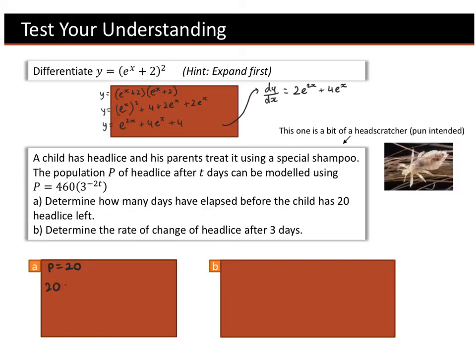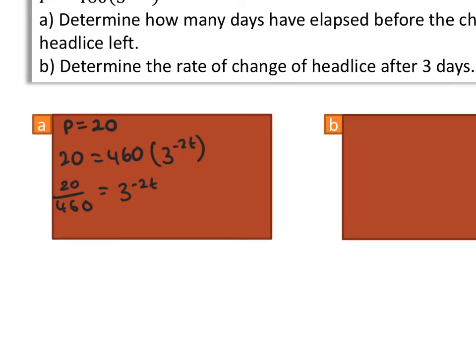So I've got 20 equals 460 bracket 3 to the power of minus 2t. I'm going to divide both sides by 460. So 20 divided by 460 equals 3 to the power of minus 2t. If I simplify that, I get 3 to the power of minus 2t equals 1 over 23.